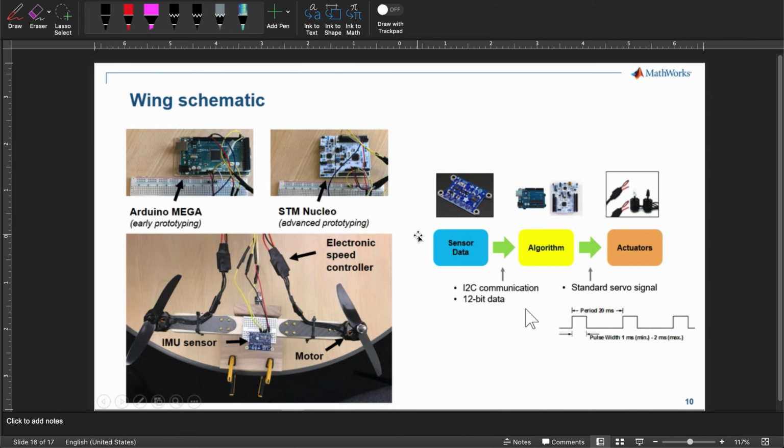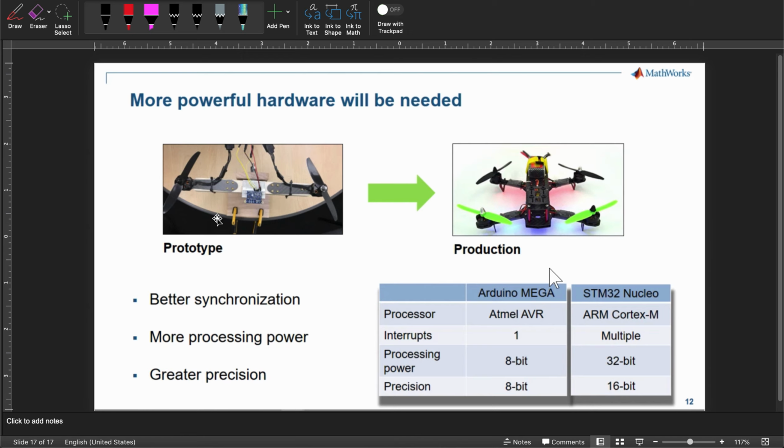Isn't this a nice diagram? This really illustrates the idea of moving from one end to another. Now, for a student project, you probably will just stay in this area, although the Arduino Due is actually a much higher performance system. It's an ARM processor, and it has, I think, about 3 to 4 times the clock speed. So let's take a look at the comparison between these two boards. The more powerful one may be needed for certain projects. It gives you better synchronization, more processing power, and greater precision.